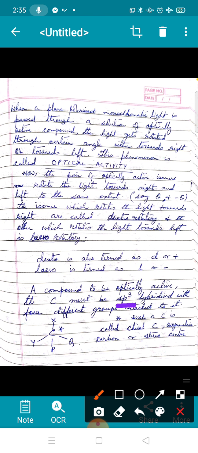Such compounds are called optically active compounds, and the carbon is called chiral carbon, C-H-I-R-A-L, or asymmetric carbon, or it is also called stereocenter. Okay, all these terms are used for this particular carbon. So the condition for a compound to be optically active is it should not have any symmetry, should not have any plane of symmetry or point of symmetry, whatever.